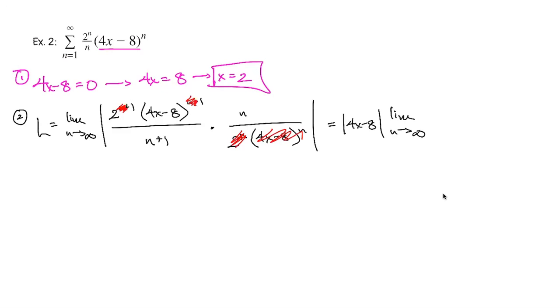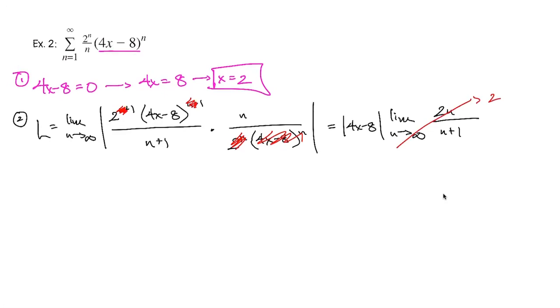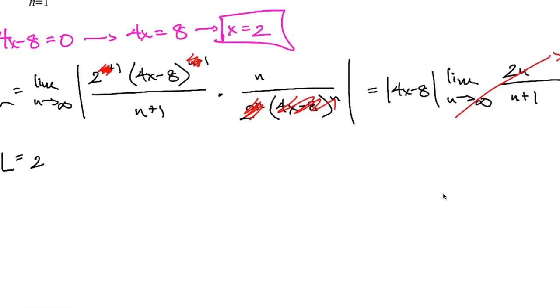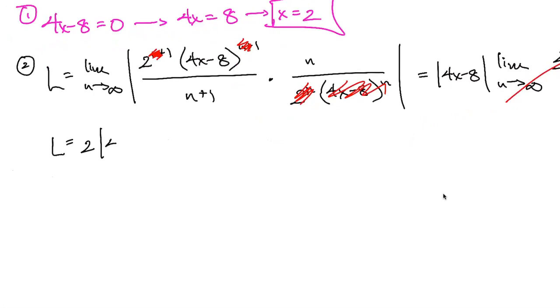So what else do I have? I've got a 2 to the n, which will always be positive, so I don't need the parentheses or the absolute value bars, and I know the denominator is n plus 1. Now you could have pulled the 2 out in front as well, or you could leave it in here. It doesn't really matter. But when we look at this limit, I think we can see that it goes to 2, okay? Which means that L equals 2 times the absolute value of 4x minus 8, okay?